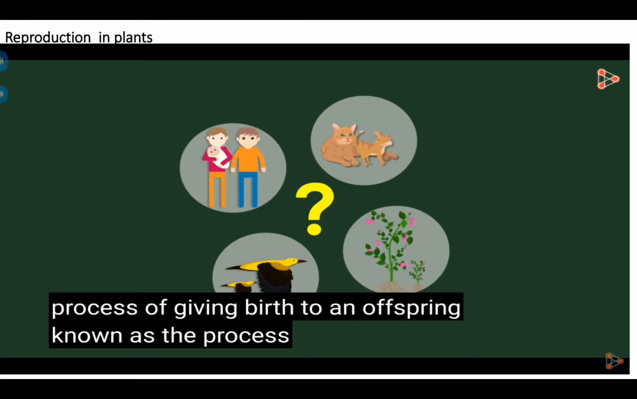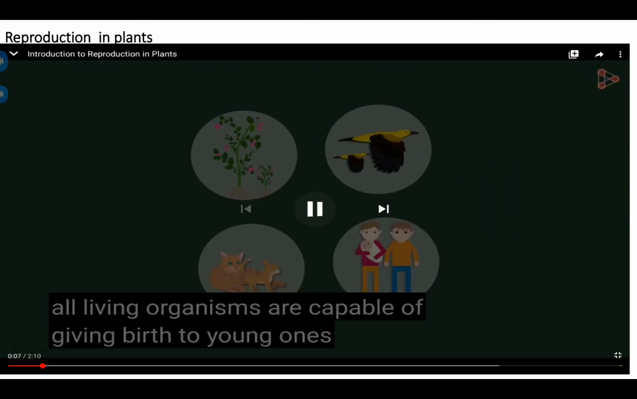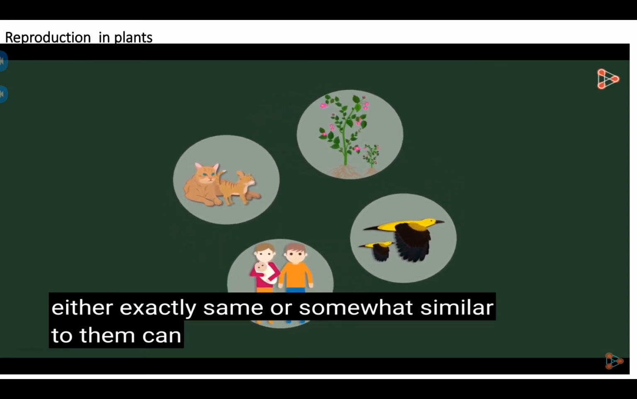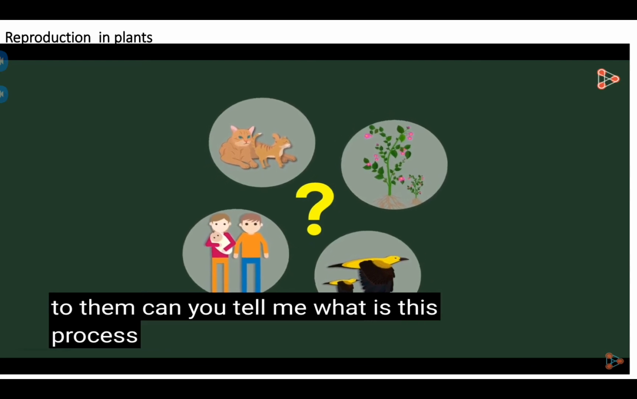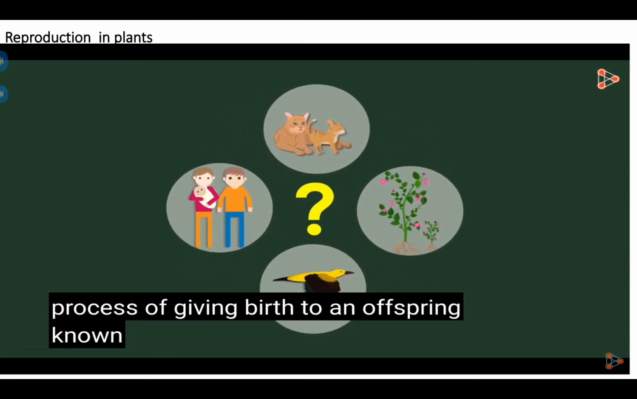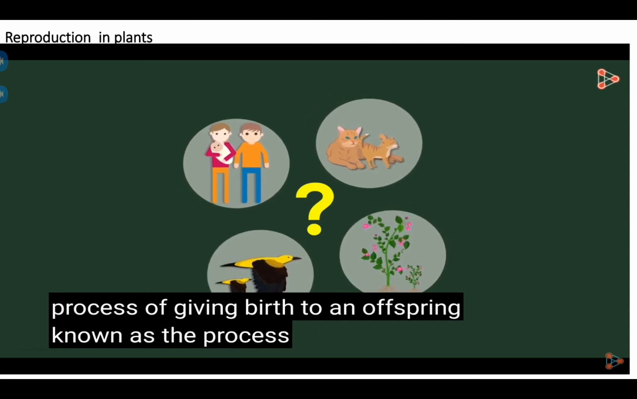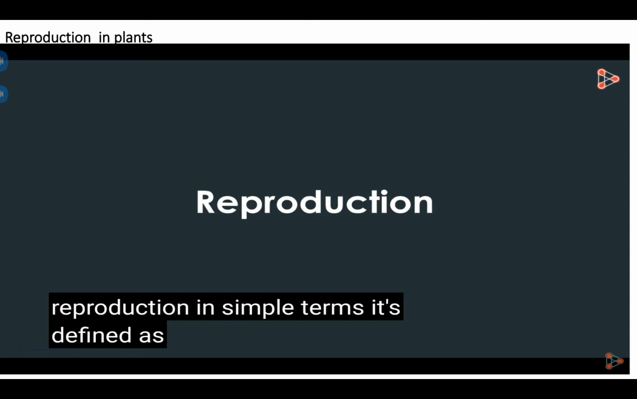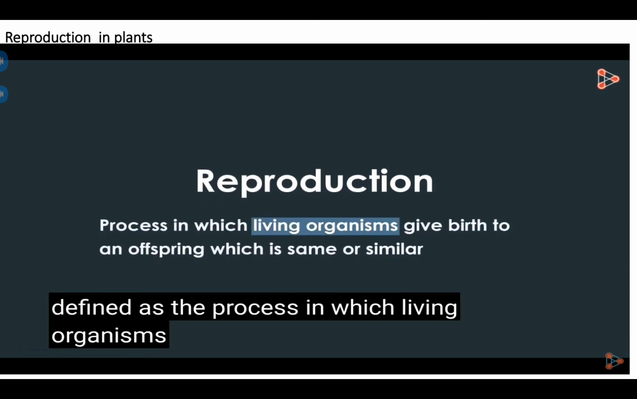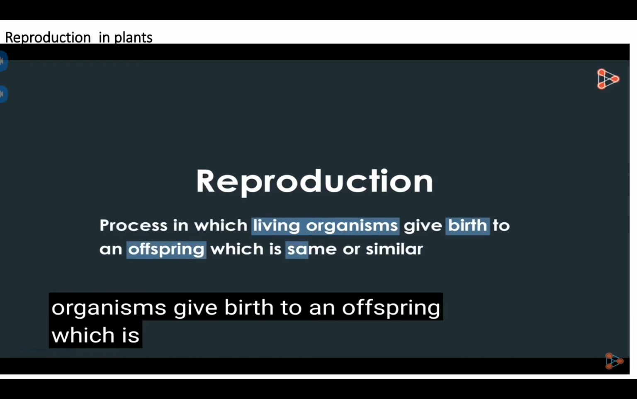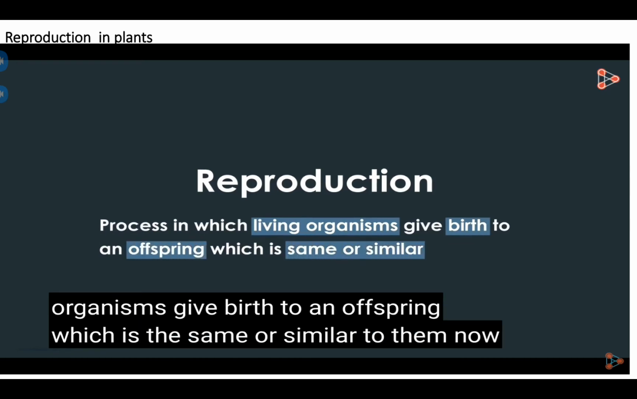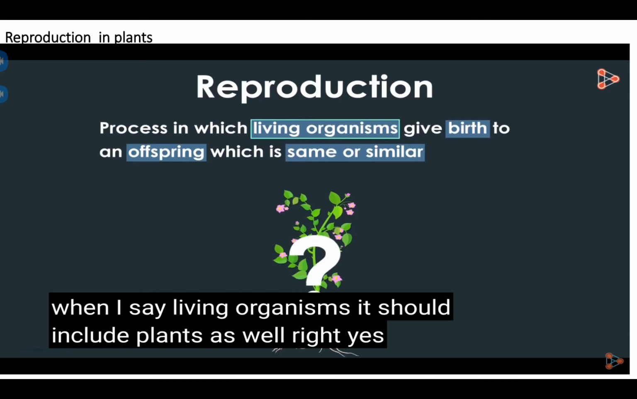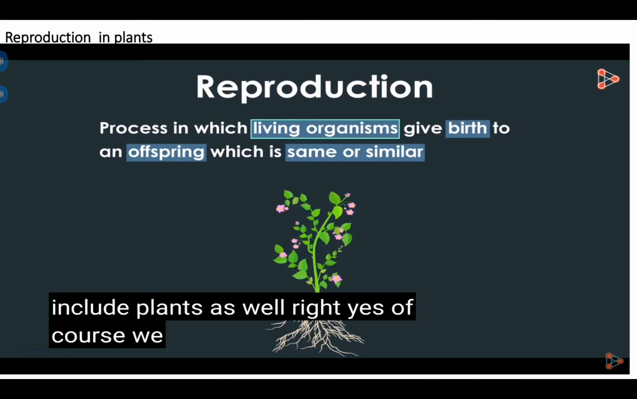Now we can recapitulate the same thing through this video. Just watch the video. All living organisms are capable of giving birth to young ones which are either exactly the same or somewhat similar to them. So what can we call that? Yes, your answer is correct. That is nothing but reproduction. This is a simple term. How can we define it? This is a process in which living organisms give birth to an offspring which is the same or similar. When we say living organism, it should include plants as well, right?